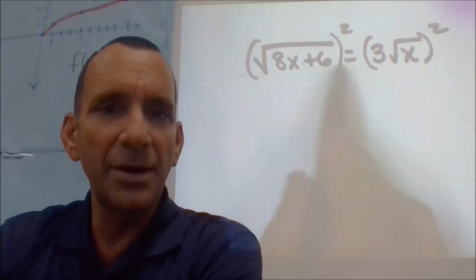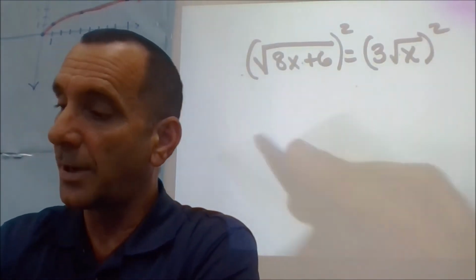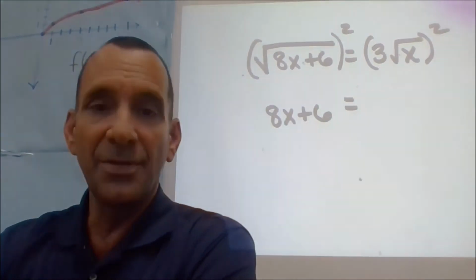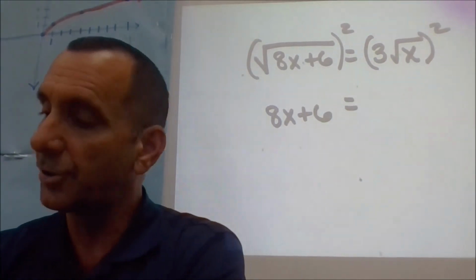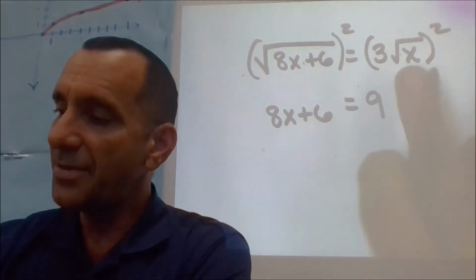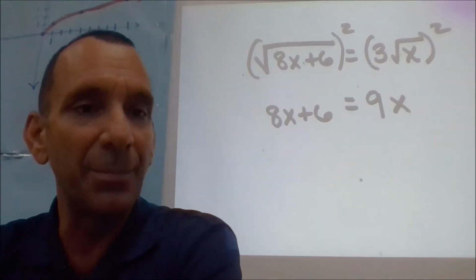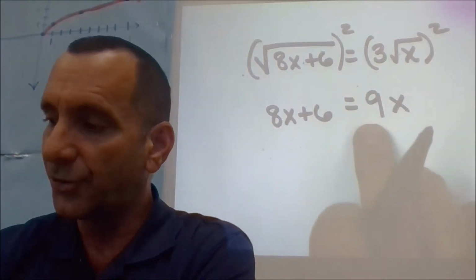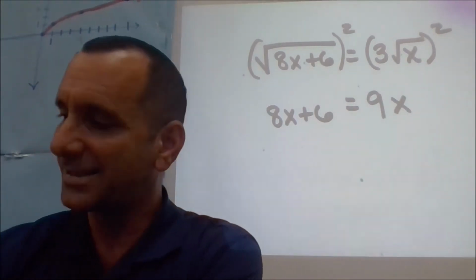Now, when you square this side and everything underneath the radical just goes away, we end up with 8x plus 6. On this side, we have to be a little careful because we're squaring both terms. The 3 gets squared, and the square root of x gets squared, which just lets us drop the radical. But be careful with that 3, it also gets squared. And now we can finish off that easy situation.